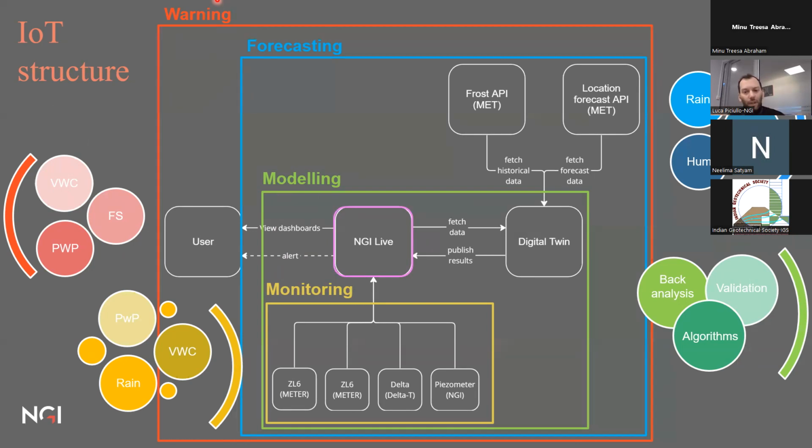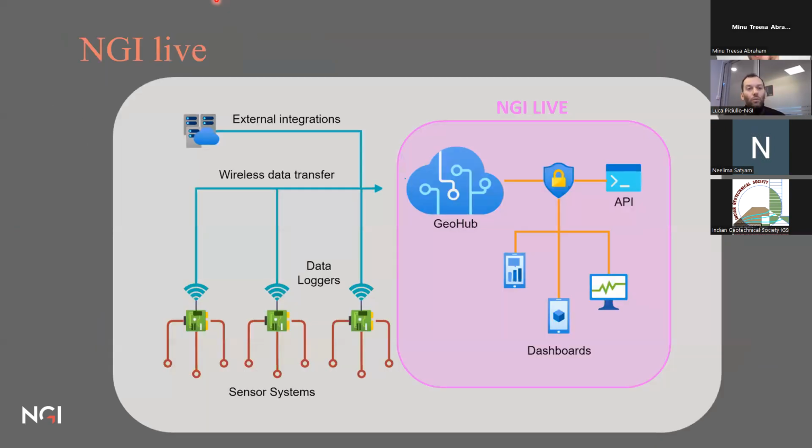As you can see here, NGI Live is the key, the link between all these parts. But what is NGI Live? I'm going to take two more slides about that. So NGI Live is a data platform. We get data through a wireless system, and then we have this geo hub that fetches the data, stores it, and makes it available. And then we may use an API to run codes, and to send and plot the results in dashboards. This is the structure. This is what NGI does.